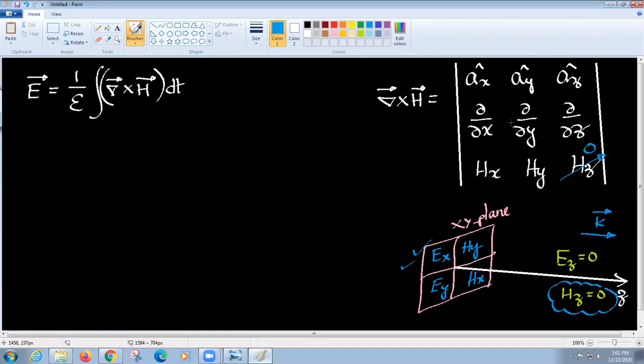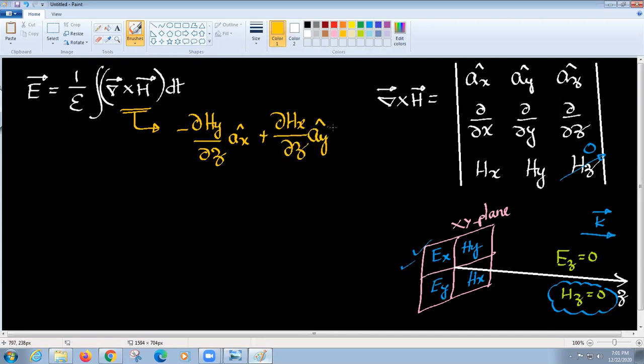Now, if you solve for curl of H, you're going to get minus dou Hy by dou z, and this is ax roof, plus dou Hx by dou z ay. Just the minor for this ax is this. Similarly for ay, az, just find it out, you'll get the answer. It's no big deal. That's straightforward. You have both Hy and Hx components involved in this.